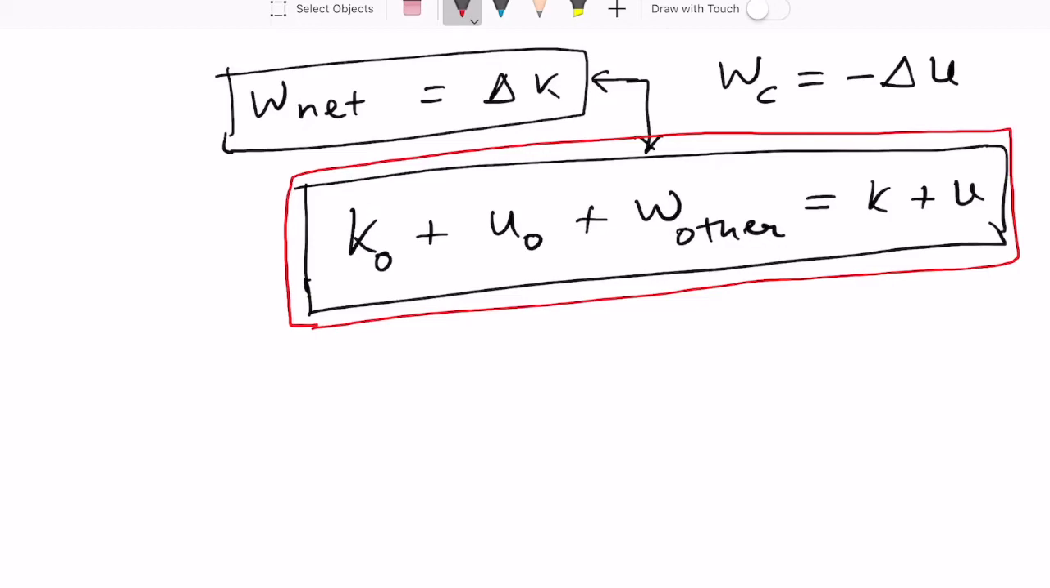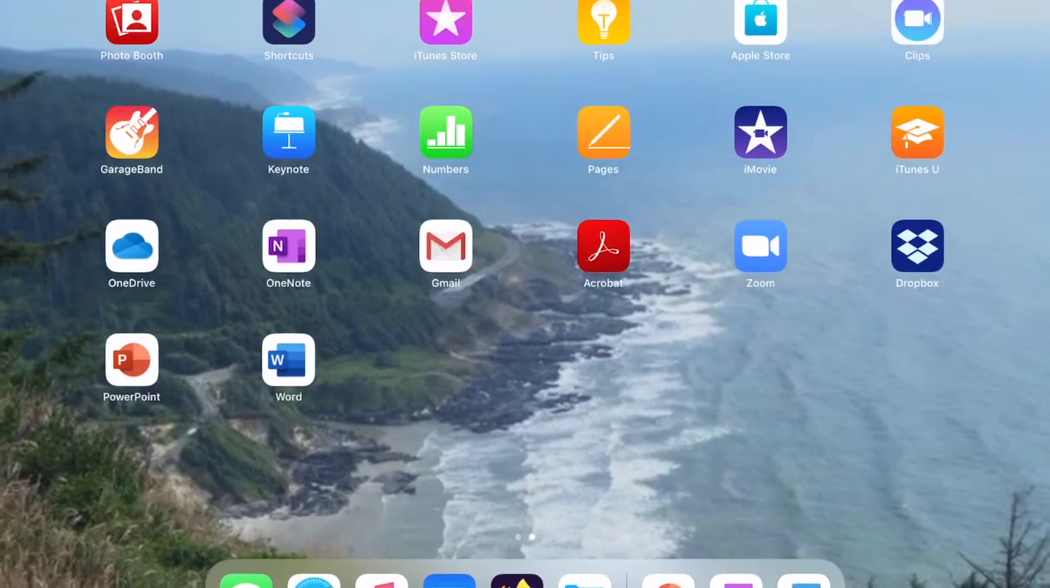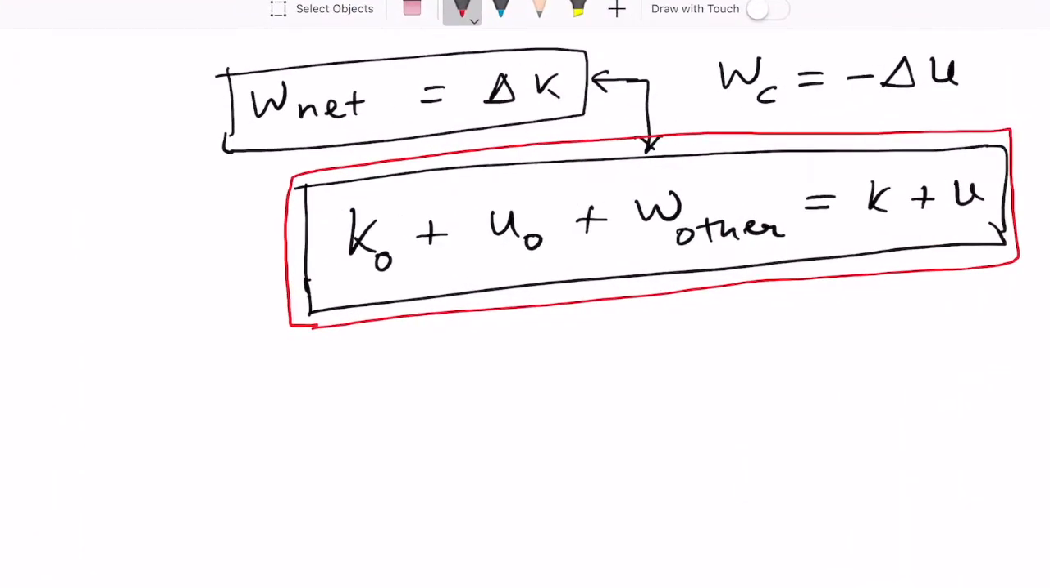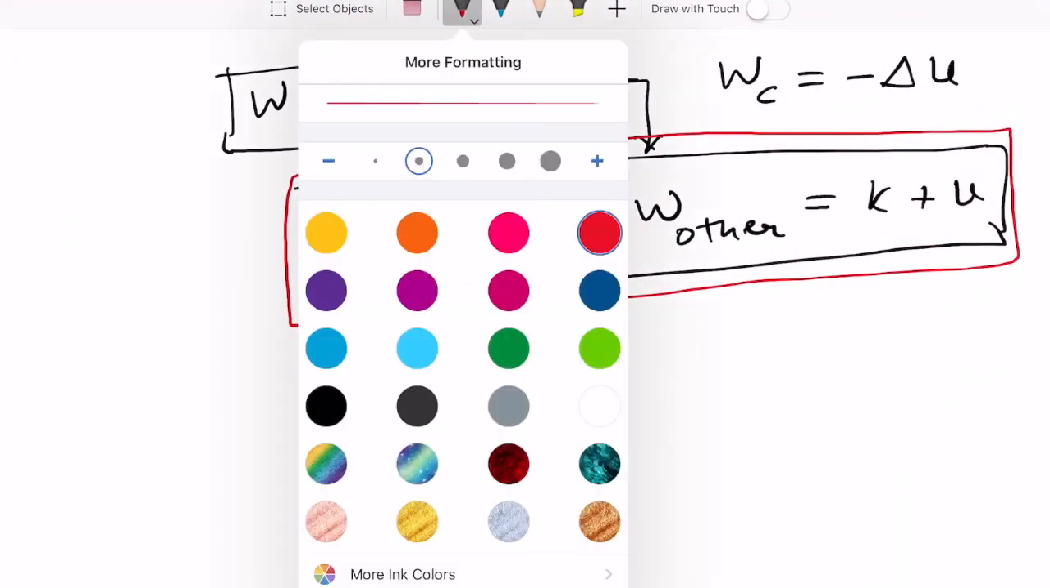All right, so let's start with the example on slide 36. I'll let you read this for a moment, and once you've read the problem, then come back, resume the video, and see how I approach it.